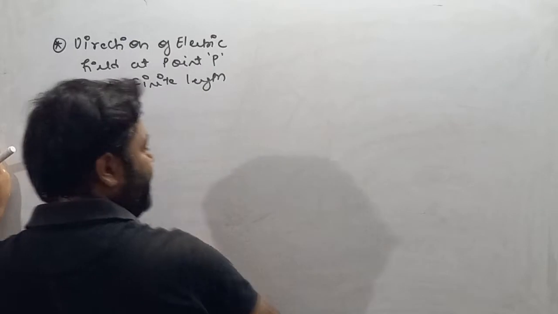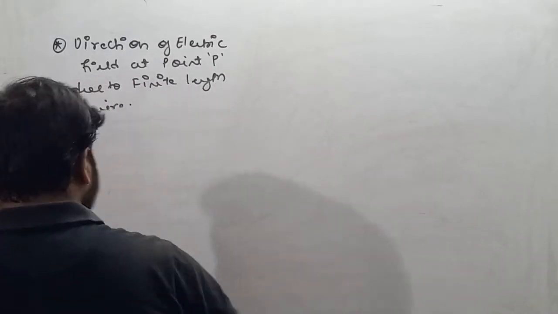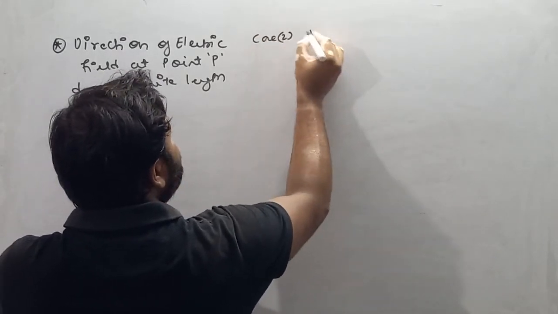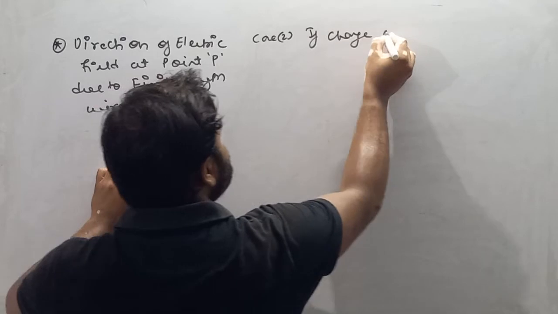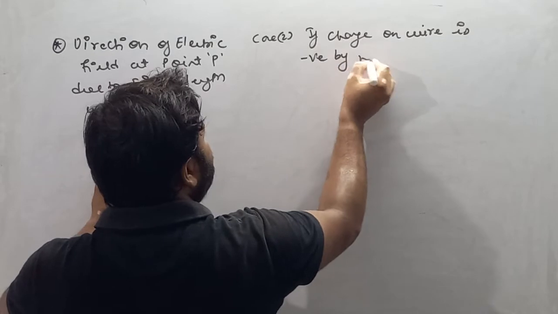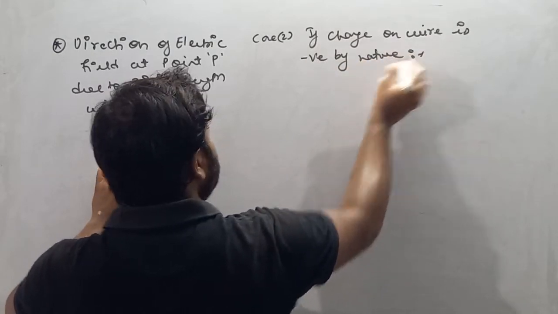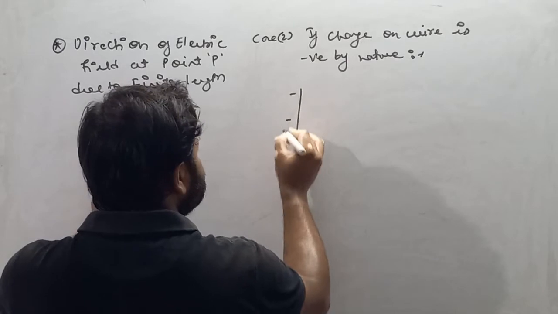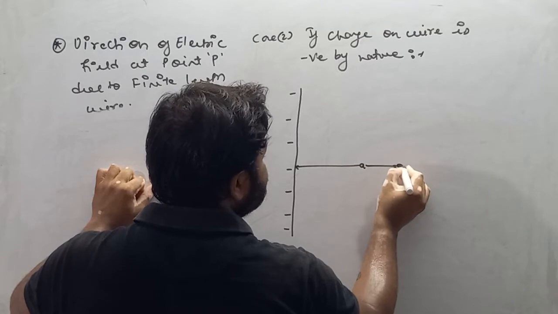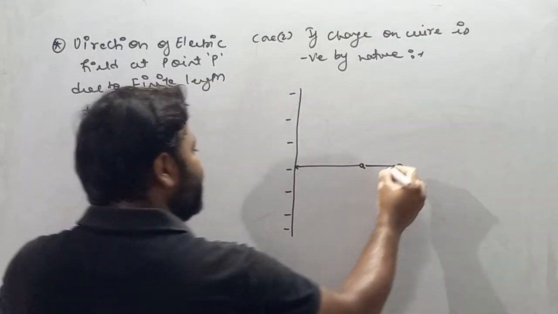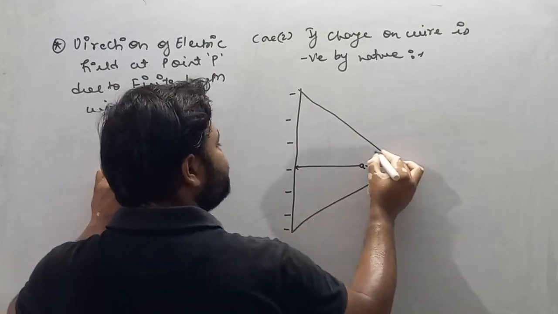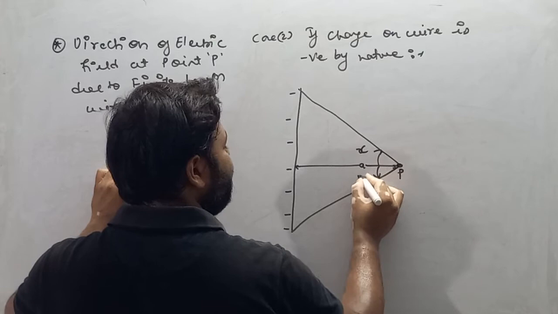If charge on wire is negative by nature, I'll write here our case 2. If charge on wire is negative by nature, so this is your wire consisting charge negative at perpendicular distance A. We have a point P. As wire is of finite length, hence both the ends of the wire is visible, alpha and beta.